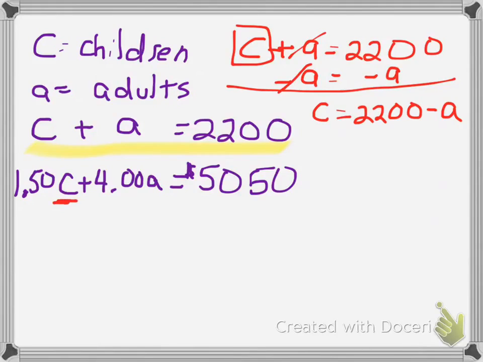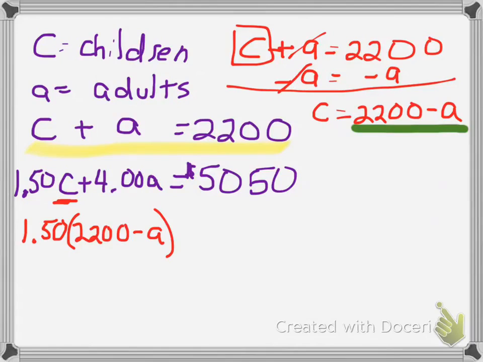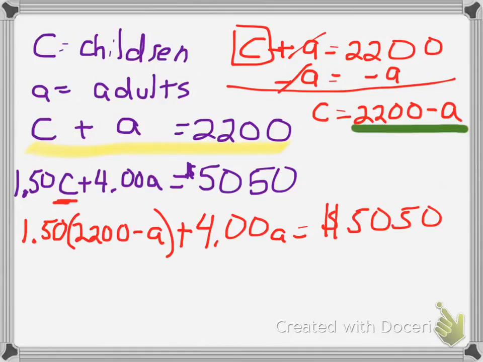Here's C. I know what C equals. It's not pretty, but that's what it equals. I'm basically going to plug and chug 2,200 minus A in for C. So that gives me this. Now look what happened. We got rid of C in one of the equations. The only variable I have now to work with is A, which is nice.